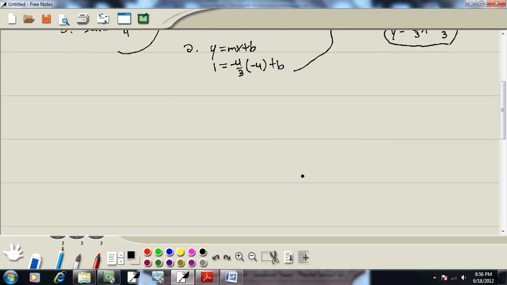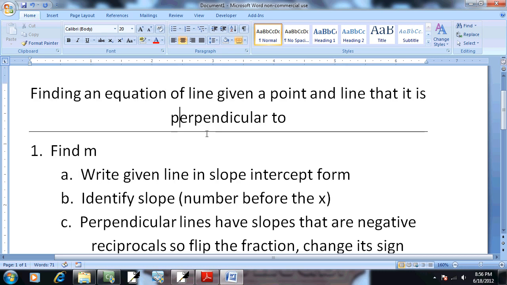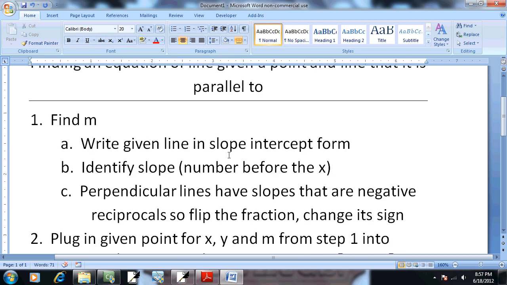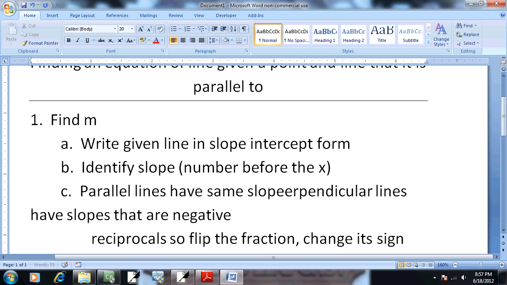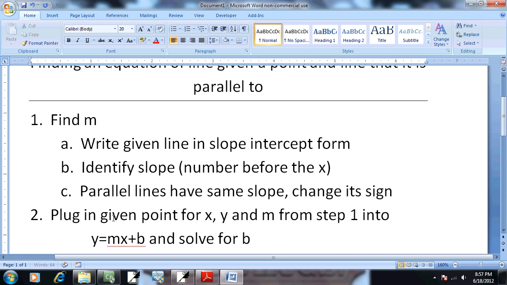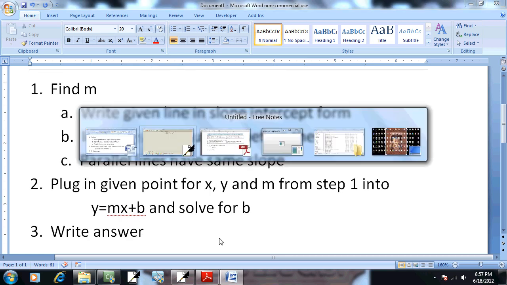Well, let's take a look at the other one that's parallel and see how the steps change. That is parallel to. Step 1, write the given line in slope-intercept form, identify the slope. Parallel lines have the same slope. This one's a lot easier. And then step 2 and step 3 are the same. Plug in a given point for x and y, and m from step 1 into y equals mx plus b, and solve for b.